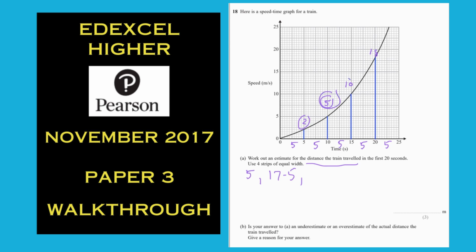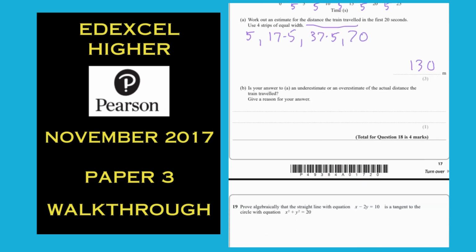I get 17.5. Next, add the 5 and the 10, halve it, times by distance between them. You should get 37.5. And the final one, the biggest one, 10 plus 18, halved, but then multiply it by the 5 that's in between them, and you should get 70, and you should get the final answer of 130.